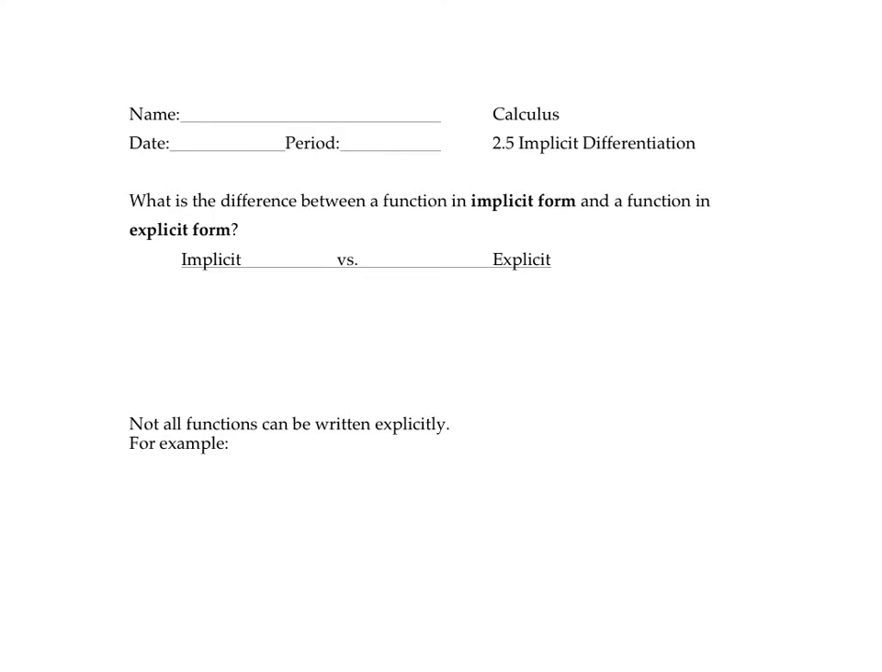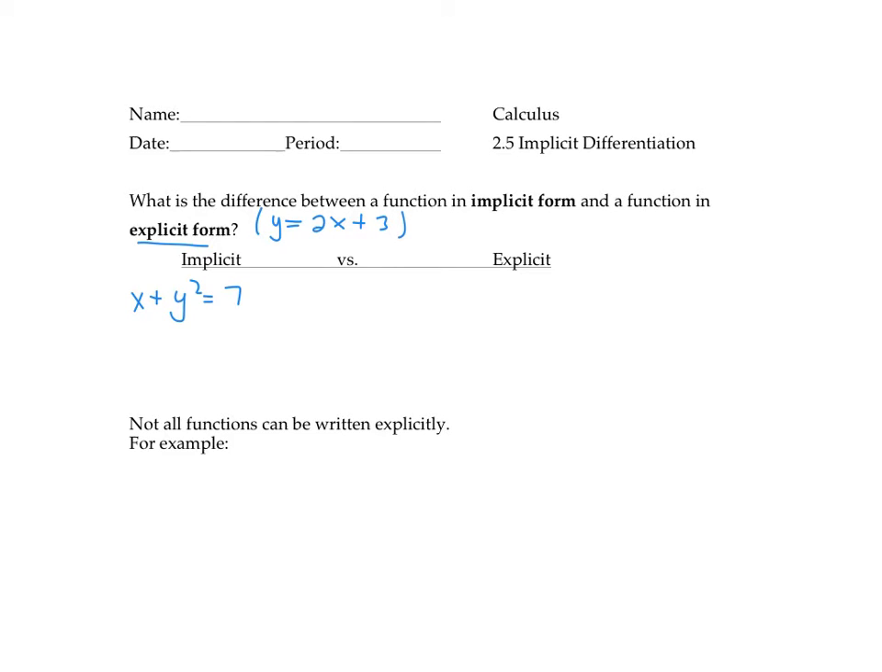Hey everybody, so for our preview today for section 2.5, we're going to start by talking about functions written in implicit form versus functions written in explicit form. We're most familiar with functions written in explicit form because they take on the appearance of being solved for y. Like y equals 2x plus 3 is an example of an equation in explicit form. Implicit form would be an equation such as x plus y squared equals 7.